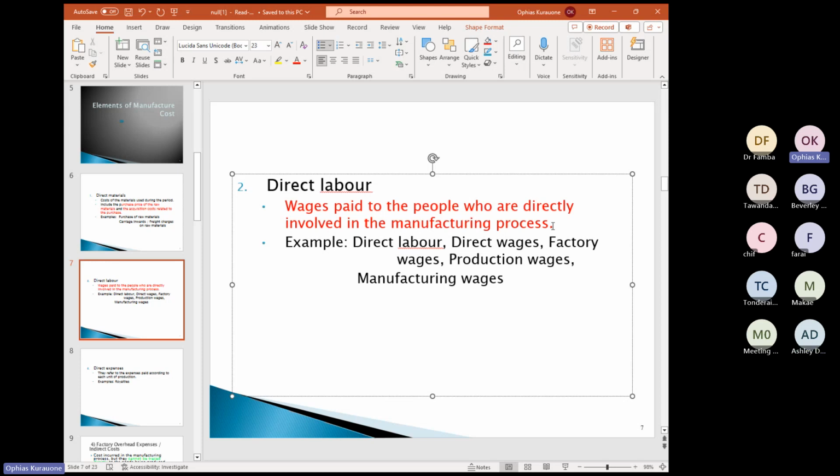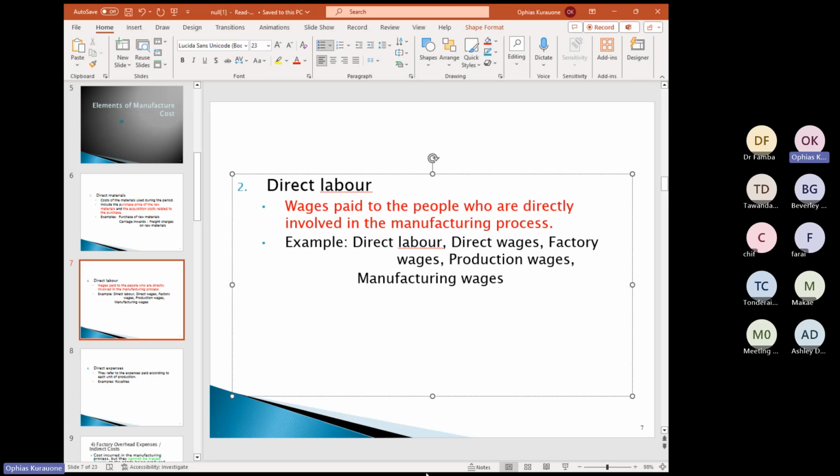And those people who are not directly involved, such as the administrators and supervisors, are not part of the direct labor. So examples of direct labor are direct wages, factory wages, production wages, and manufacturing wages. These are the people who are directly involved in the manufacturing process of our goods. So that is what we call direct labor.